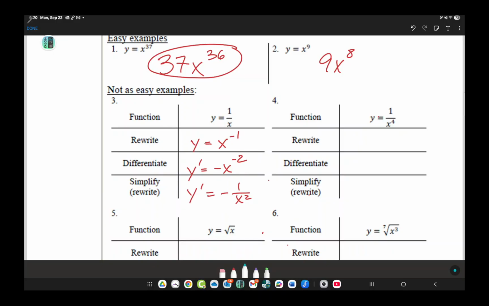So, number 4, very similar. We have y is equal to x to the negative 4th. All right. So dy dx is equal to, bring down the negative 4, subtract 1. So dy dx is equal to negative 4 over x to the 5th.